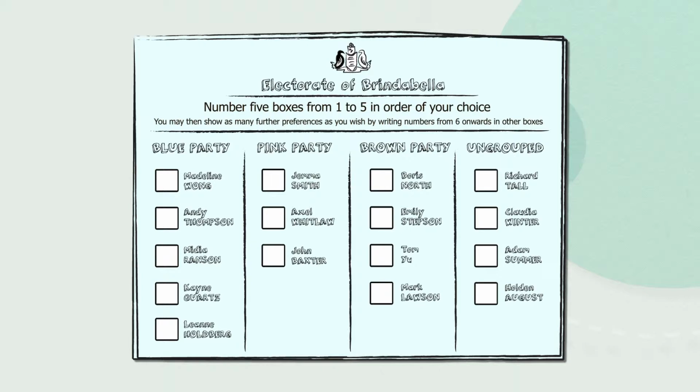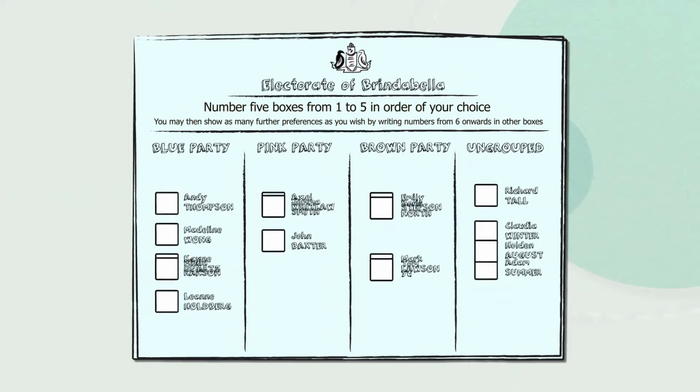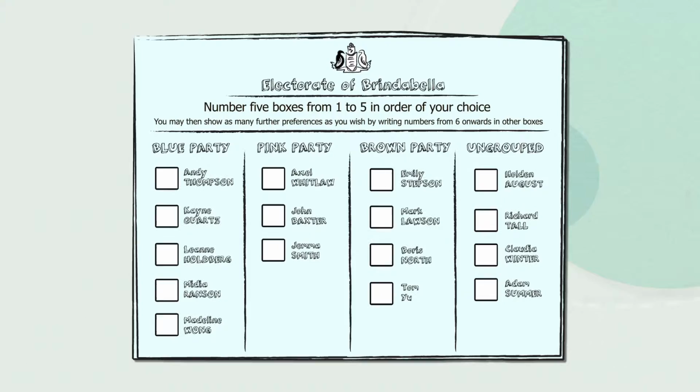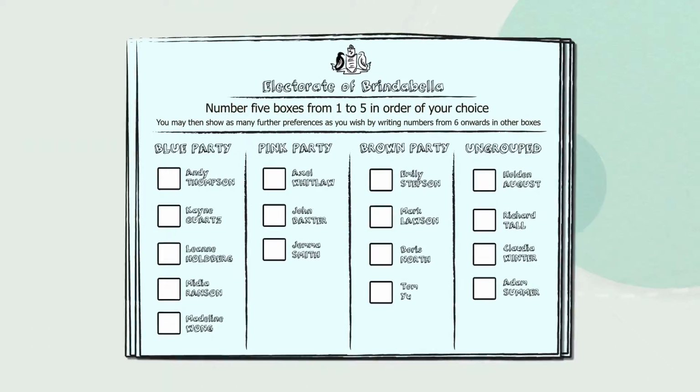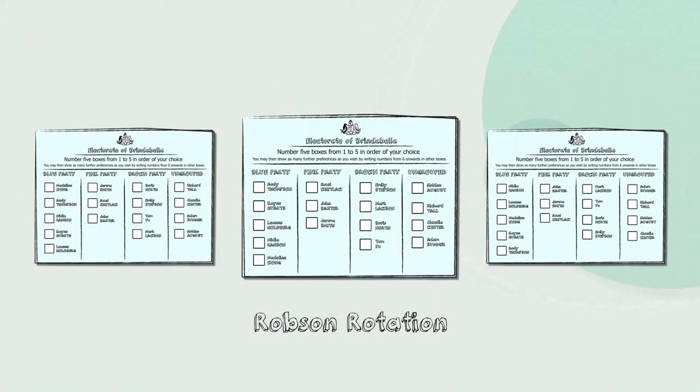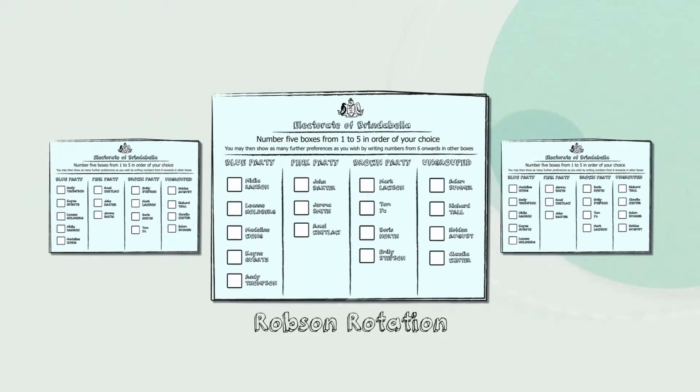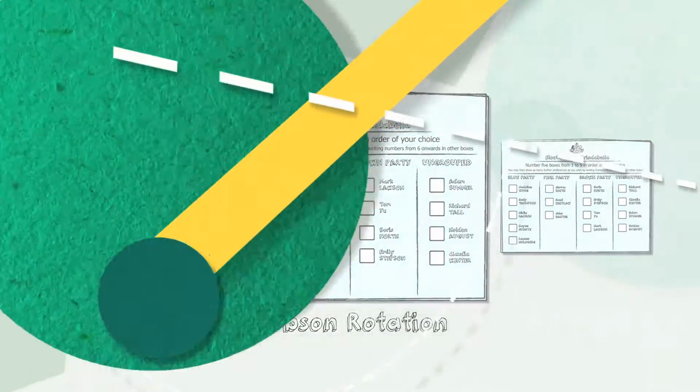Not all ballot papers are the same. In each column, the candidates' names are listed in a different order. This is known as Robson rotation. It gives each candidate an equal share of each position in a column, so no candidate gets an advantage.